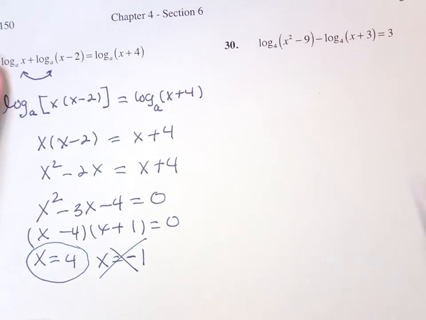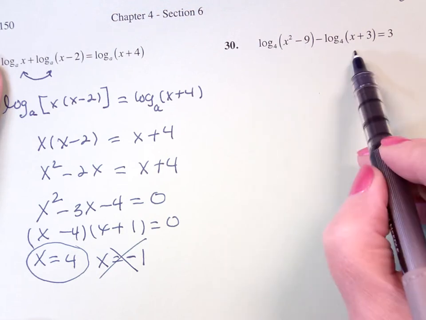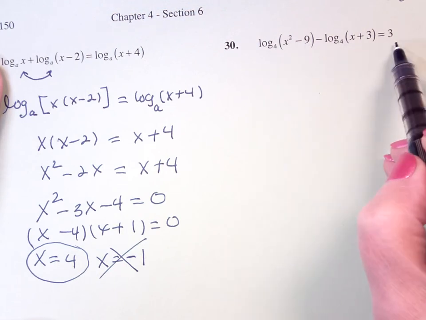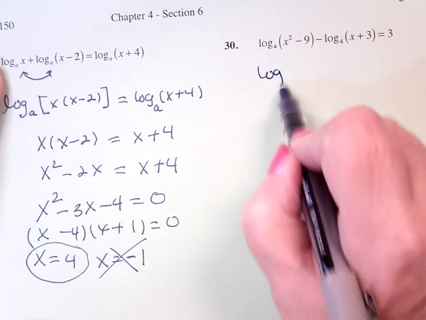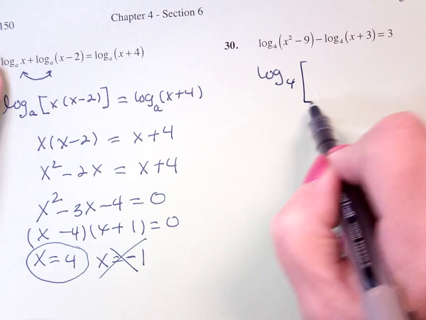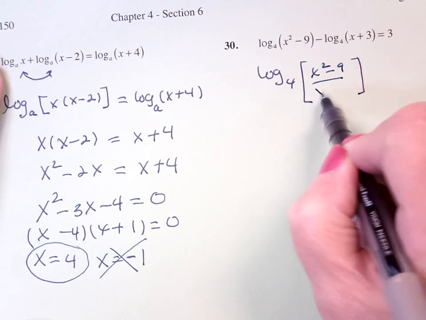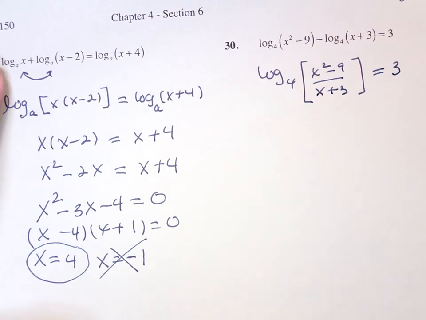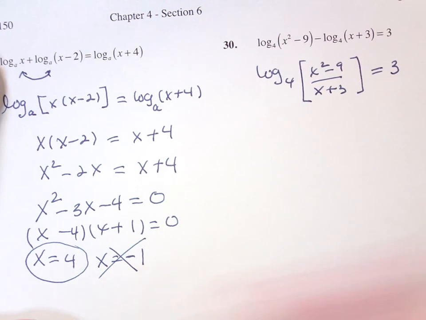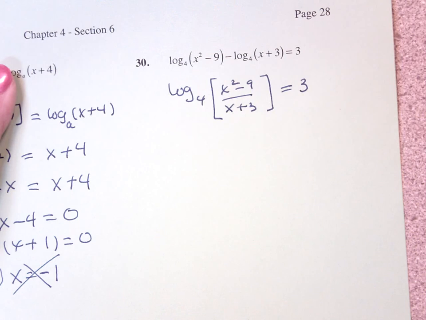This one's more standard. I have log base 4 of x squared minus 9, minus log base 4 of x plus 3 equals 3. So this becomes log base 4 of a quotient, x squared minus 9 over x plus 3 equals 3. Now what could I do to make my life nicer with this problem?